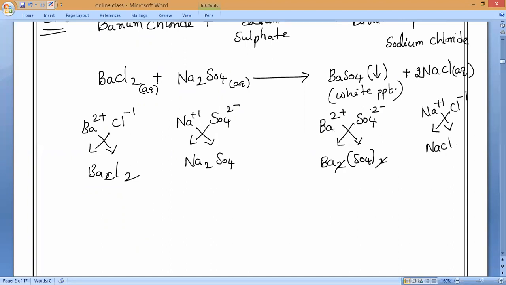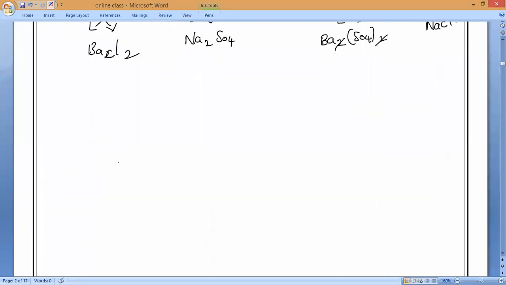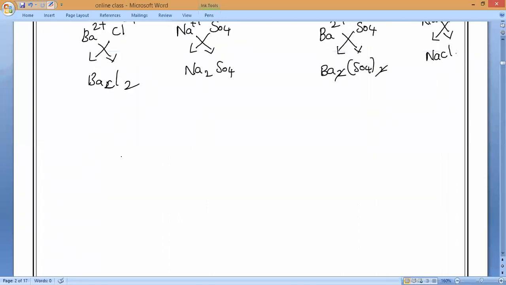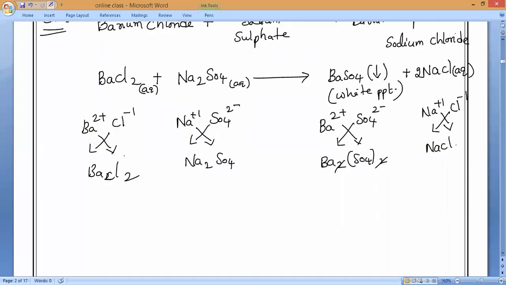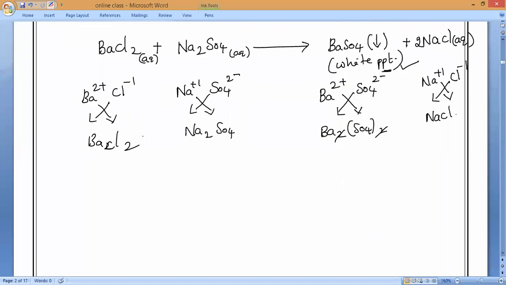Now let us write the properties of double displacement reaction. From this you can understand it. First, what is it forming? Precipitate is forming. So the general characteristics of a double displacement reaction, first one, formation of a solid product.